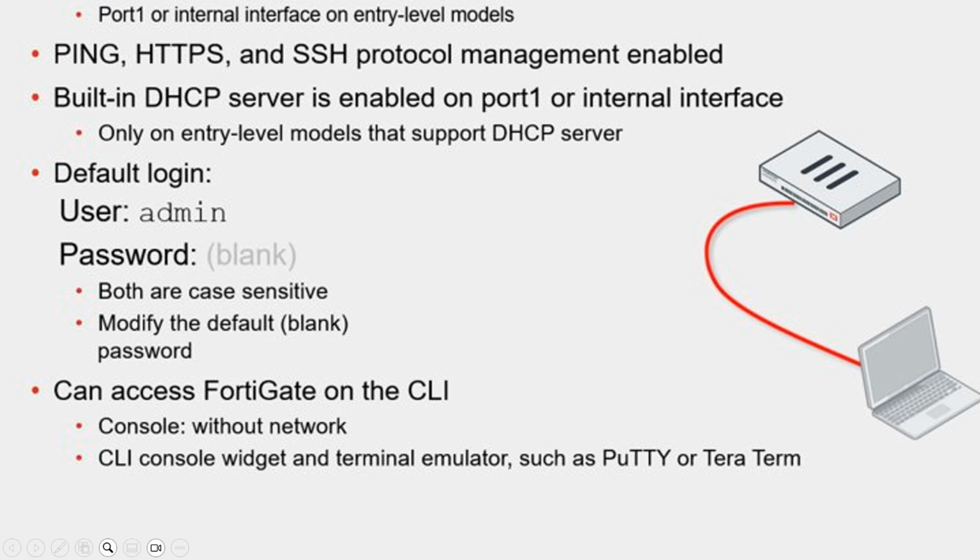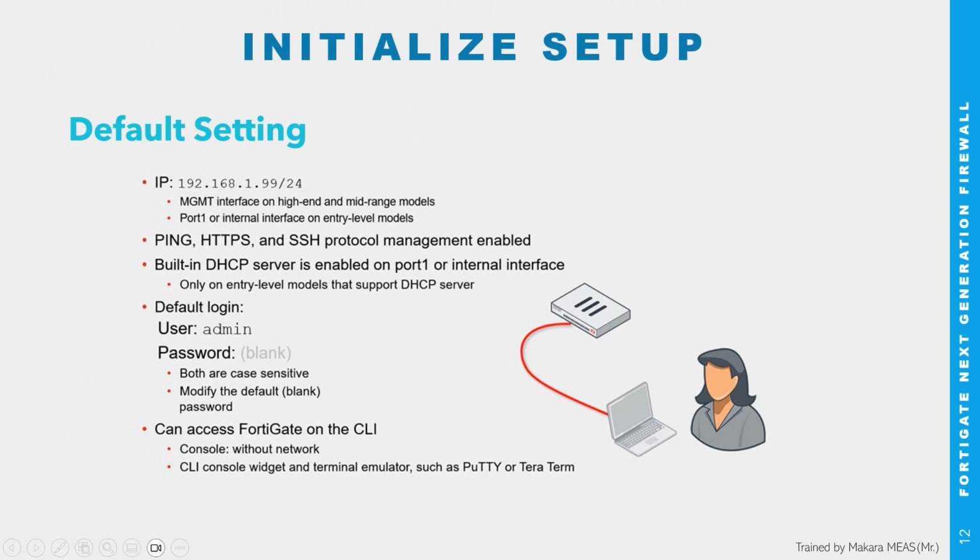Okay, and another method to access the FortiGate, instead of the dedicated management port or port 1 or internal 1, is to use the console. So you need to understand some command lines to configure your firewall. You can also use a terminal emulator like PuTTY or TeraTerm, or any command line tool on your Windows machine. Okay, so these are the default settings we need to understand. First, the IP, the administrative access protocols, built-in DHCP or not, and the user and password. We need to know this basic information before we initialize the FortiGate firewall.